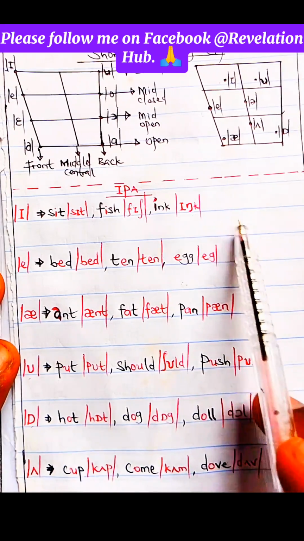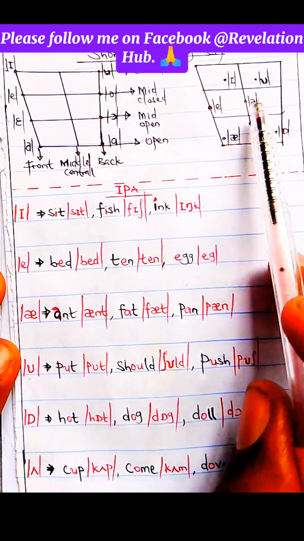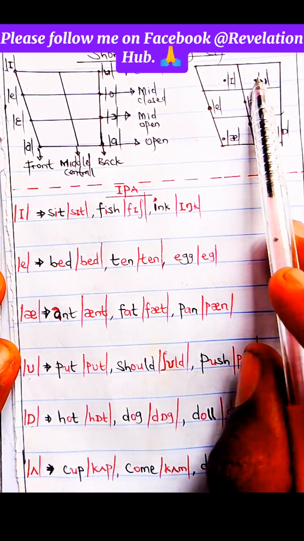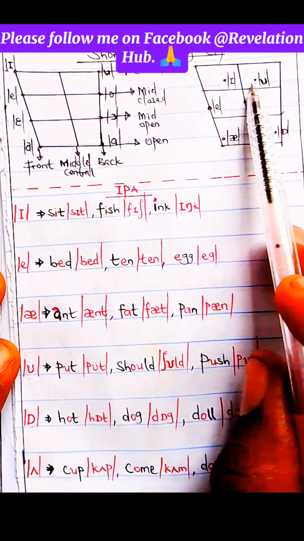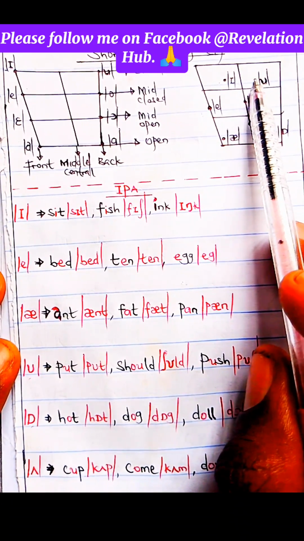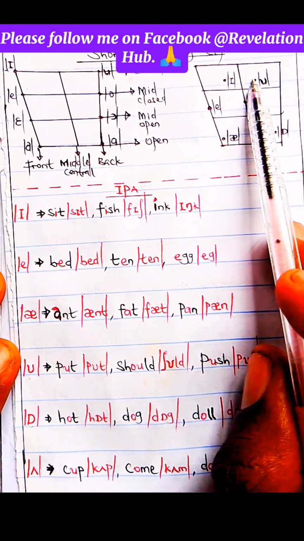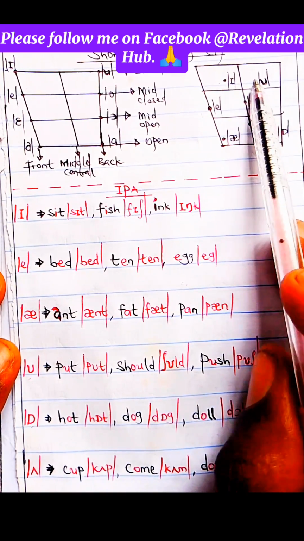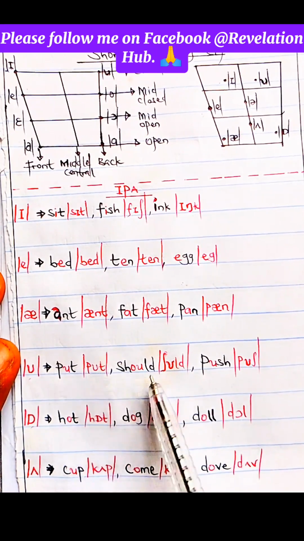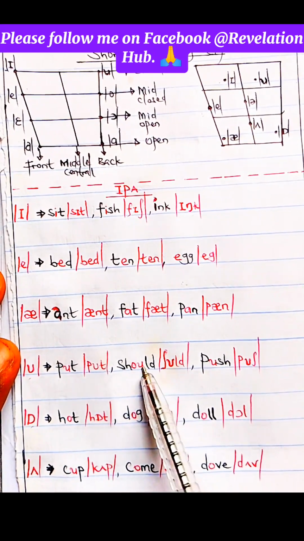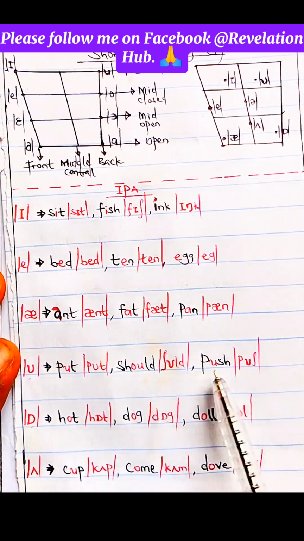Now let us see what the short U sound looks like. When you look at the short U sound, it is very close to the central part of the tongue, and it is quite a mid-closed sound. As you can see right there, it's quite a mid-closed sound. So that's that for the short U sound: put, should, push.